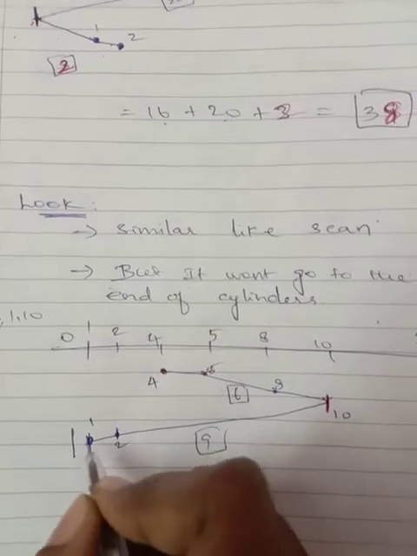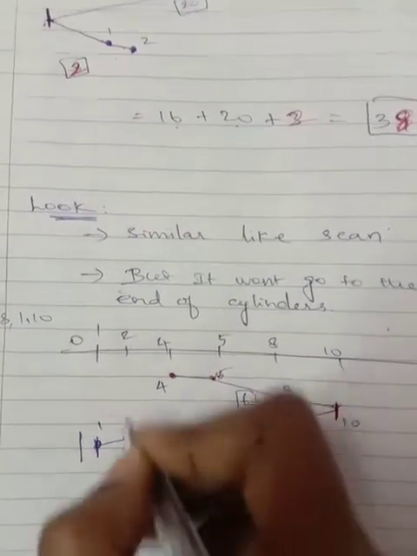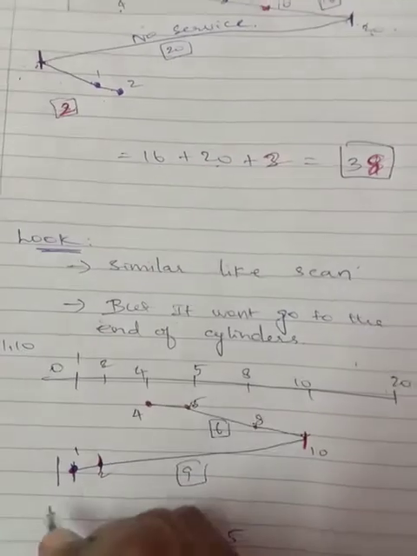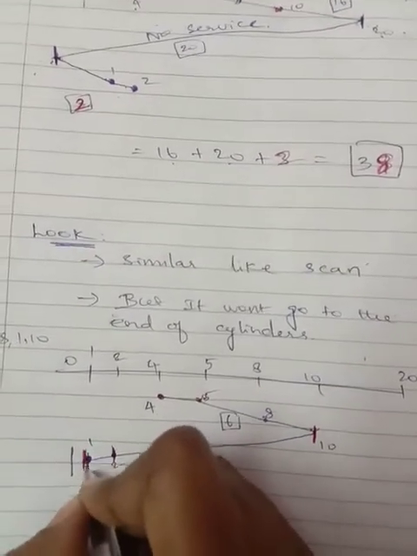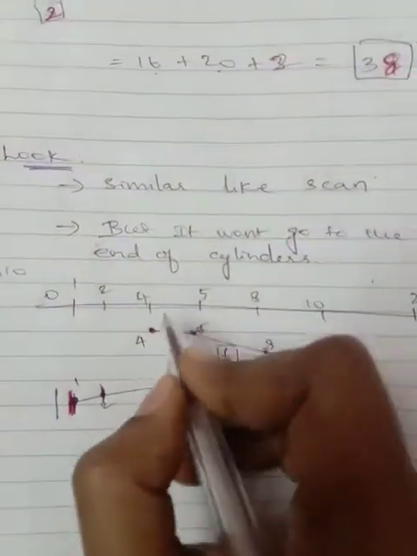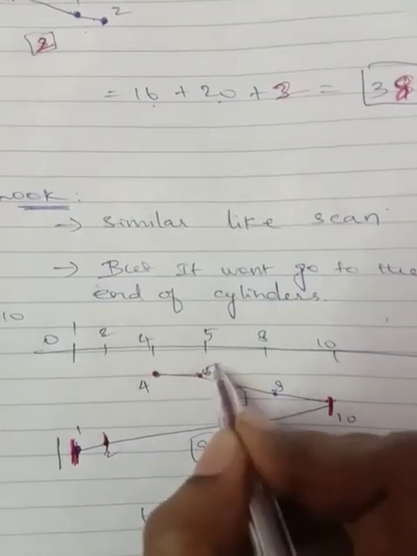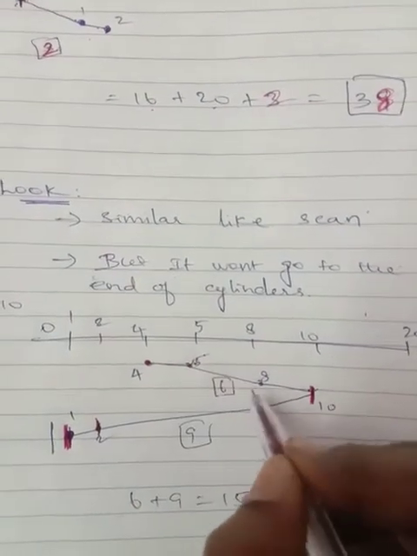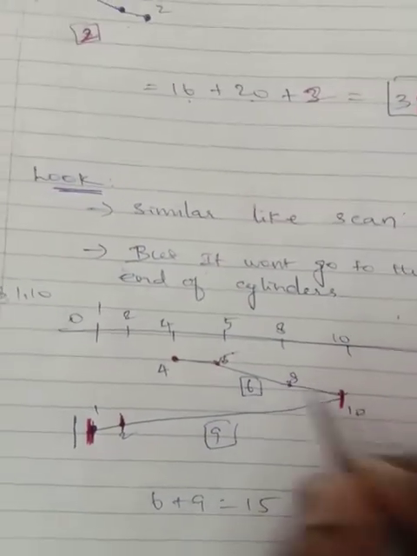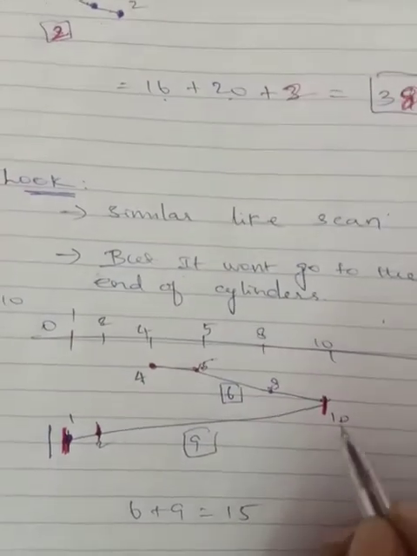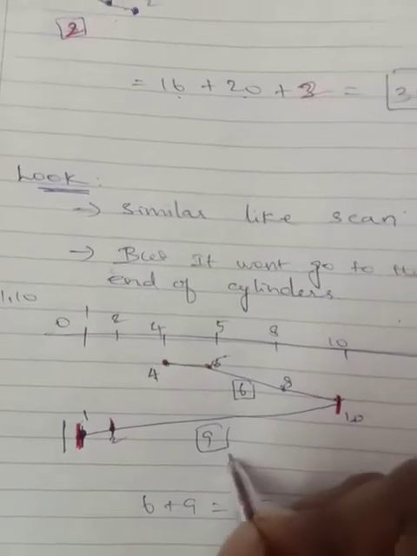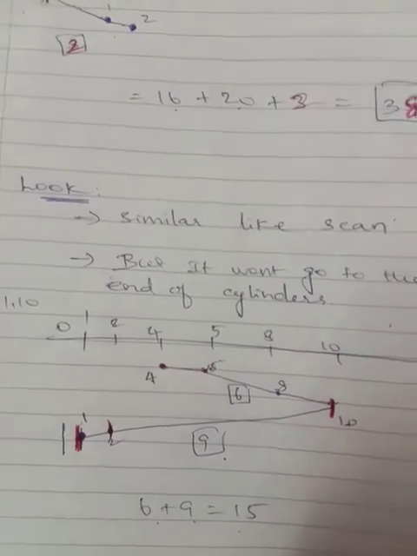At the time of return back, wherever the request is there, it will do the service. So second, and in the first cylinder I have a service. So up to this I will stop my process. So this is called LOOK scheduling. So we can find the distance from 4 to 5 is 1 and 5 to 8 is 3 and all. Otherwise we can just do 10 minus 4, 6, and here 10, and here it is 1, ending with 1. So 10 minus 1, 9. So 6 plus 9, that is 15.